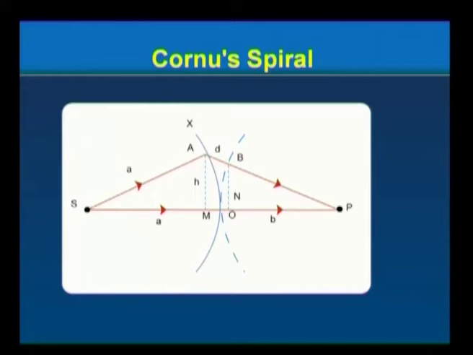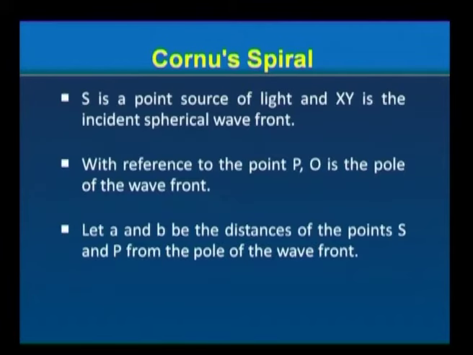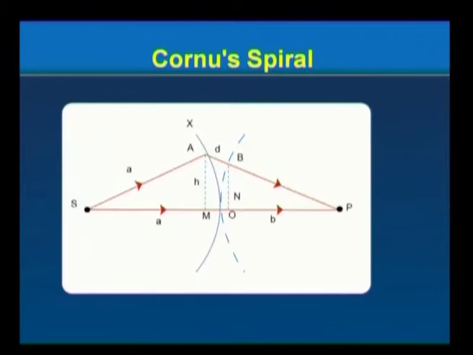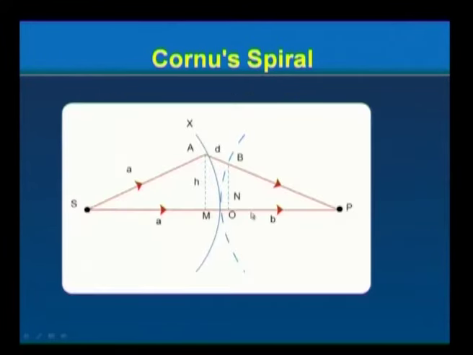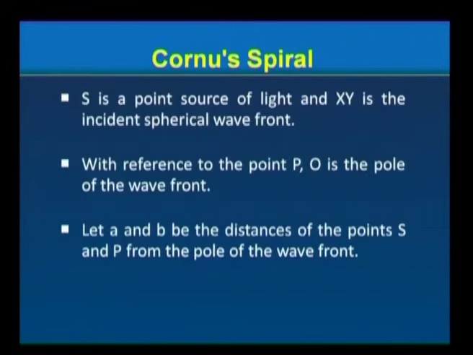What we have been doing so far, we had a light source, we had a straight edge or an aperture or a narrow wire, from the point S where the light is coming. What intensity is obtained on the screen, that is what we have been trying to obtain. Now, Cornu's spiral is a different approach by which you find the intensity at a given point. XY is the incident spherical wavefront, and A and B are the distances shown here. A is the distance between the spherical wavefront and the source, whereas B is the distance that separates the pole of the wavefront and the point P, the point where the intensity is to be determined.